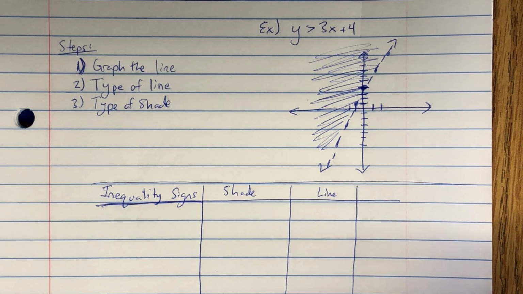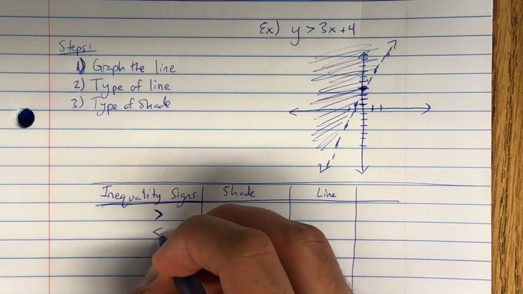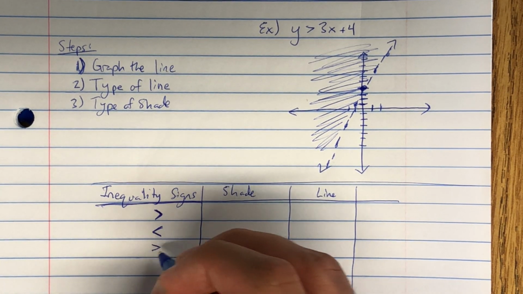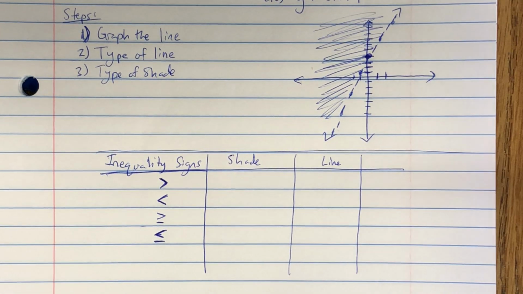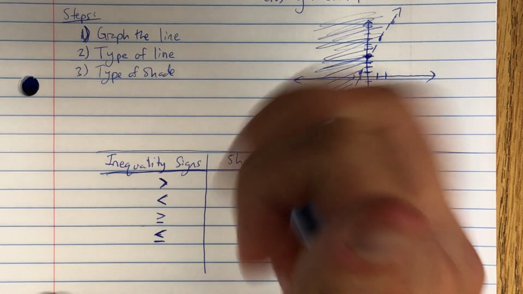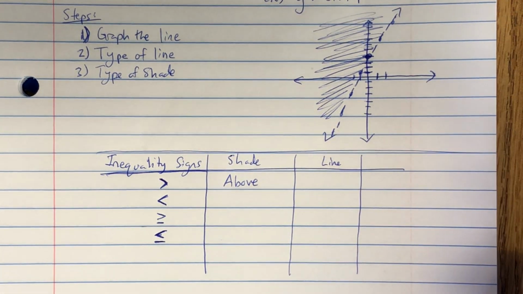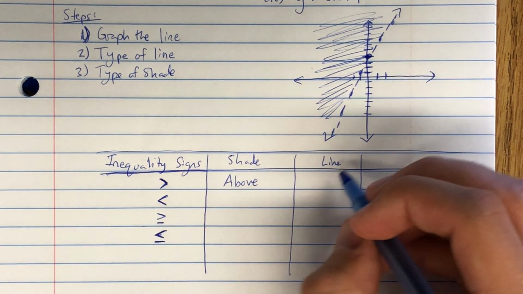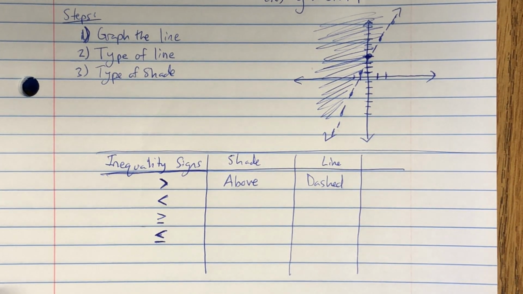Okay, so there are 4 different types of inequalities. There's greater than, there's less than, there's greater than or equal to, and then there's less than or equal to. So when we are greater than, you shade above. So notice it's not left or right, it's above or below. And when it's just greater than, we have a dashed line because it's not including the points in the line.